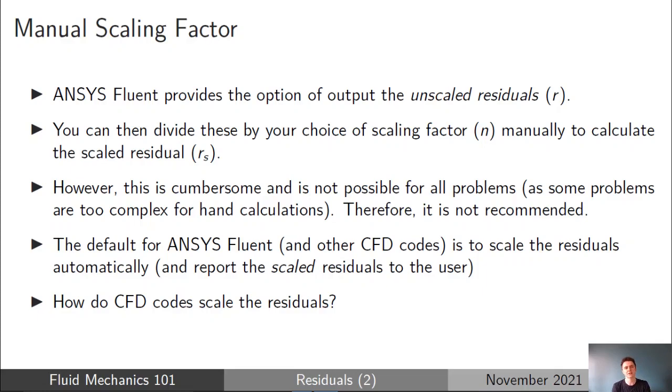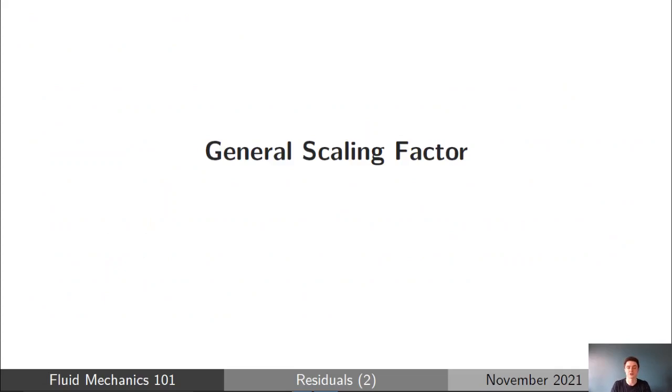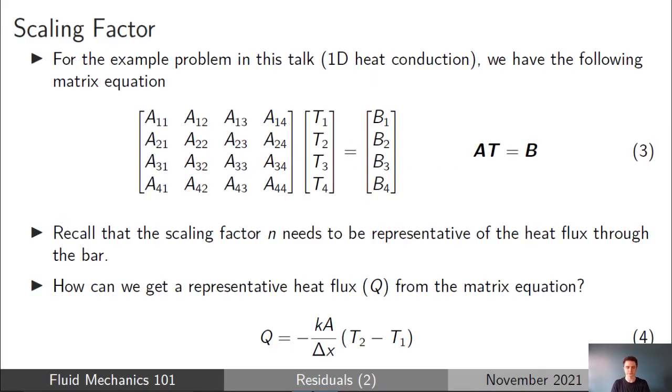And so CFD codes actually have to come up with some kind of automatic way of calculating a representative flux through the geometry for you. And that's the second option that I want to talk to you about today. That's the second option of calculating that scaling factor. And I've chosen to call this a general scaling factor, but you may see it referred to as other things in CFD manuals.